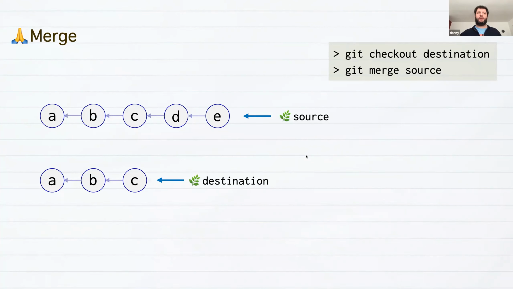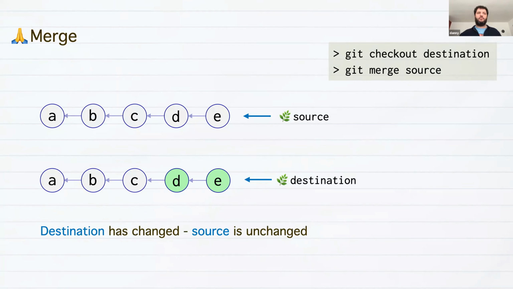And what Git would do is it would do this. It would add commits D and E onto the destination branch. Now, you notice that the destination branch has changed, but source remains unchanged completely. So when you merge one branch into another, the branch that you merge from doesn't change at all, and you still have two branches at the end of it.